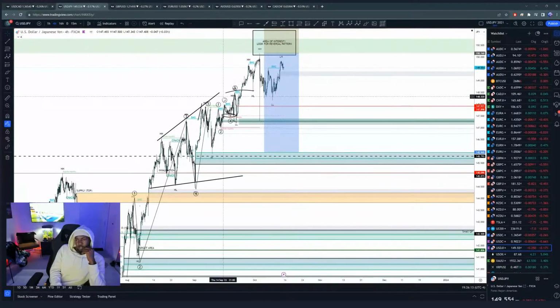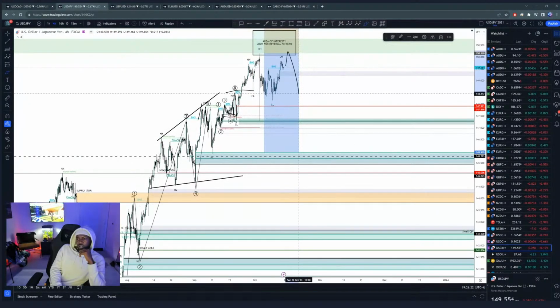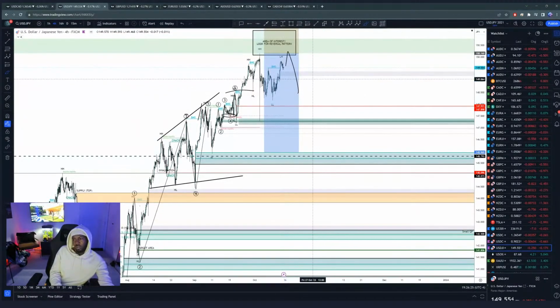I am still looking for UJ to fall. UJ could go up to take this high and then fall. There is a possibility, but we are still looking for UJ to fall. So even if it does that or it just drops here, I'm just looking for UJ to fall. I would just be bearish on UJ, if anything.